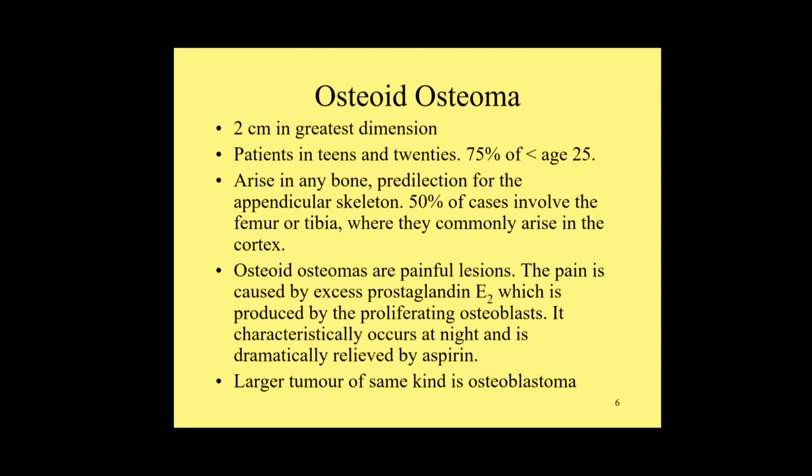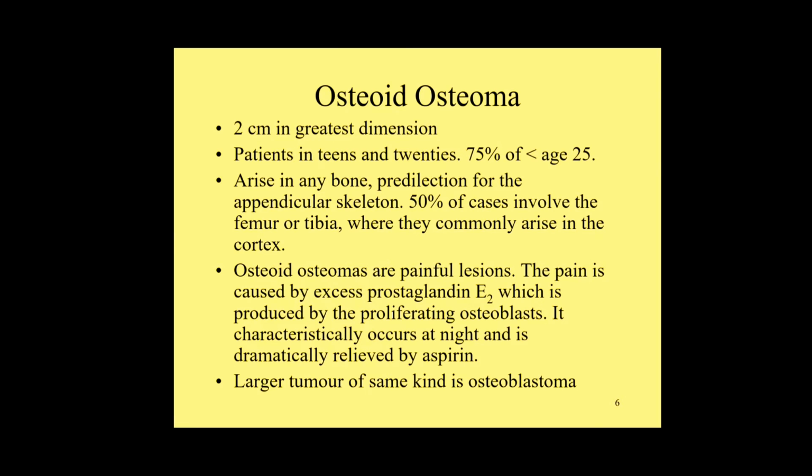It can arise in any bone, but it has a predilection for the appendicular skeleton. 50% of the cases involve the long bones, the femur or the tibia, where they commonly arise from the cortical bone. Now the main characteristic feature of this is nocturnal pain. In spite of the small size, they present with severe nocturnal pain which is relieved only by non-steroidal anti-inflammatory agents like aspirin. The pain is probably because of prostaglandin E2, which is produced by the proliferating osteoblasts.